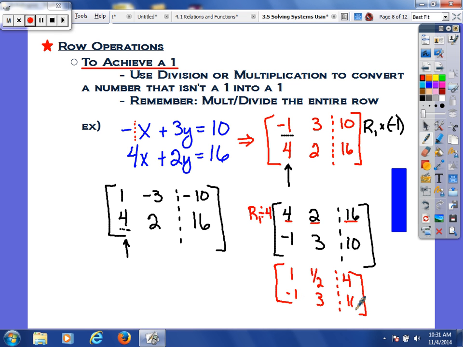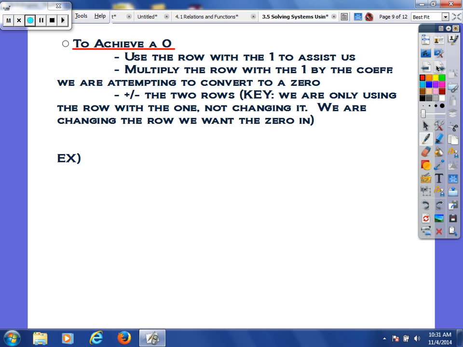And then my next objective is to make the -1 a 0, which we're going to look at next. So we had to make that first one a 1, and now we've got to put the zeros below. So this is how you make 1s: use multiplication or division in order to achieve a 1. Keep that in mind because we've got other ones to find. But let's take a look at how to find zeros. Now this is the hard part, to find zeros.